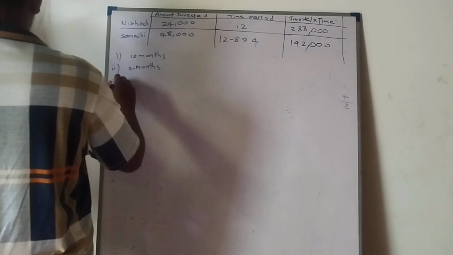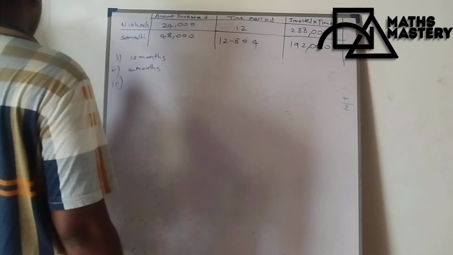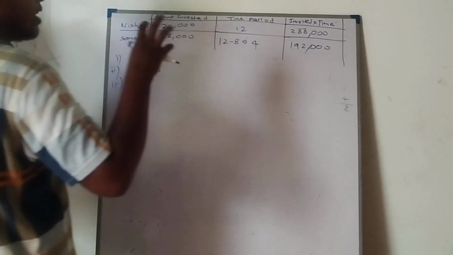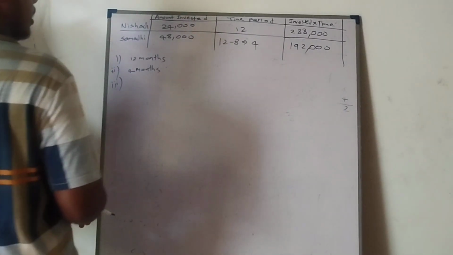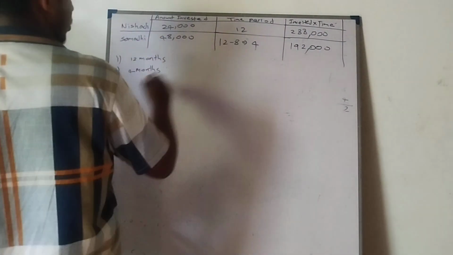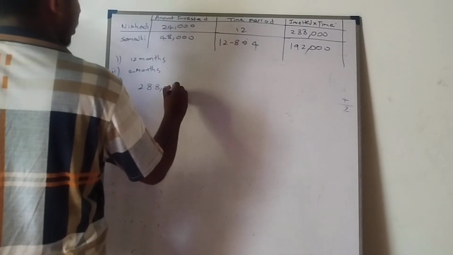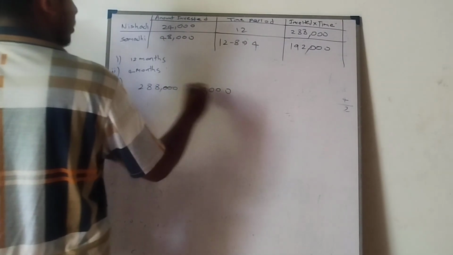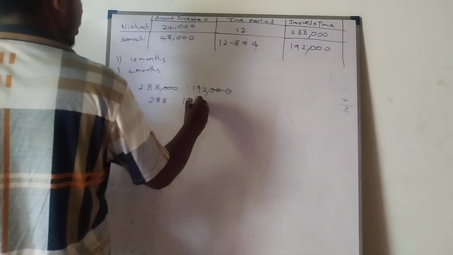Roman number 3, at the end of the year, the total profit will be divided among Nishadi and Samadhi. Find the ratio of the profit will divide. So students, the ratio of the profit that both of the business investors will get depends on the invested multiplied by time ratio. So find the ratio of 288,000 is to 192,000. Now you can see students, 3 zeros cancel, so you remain with 288 and 192.